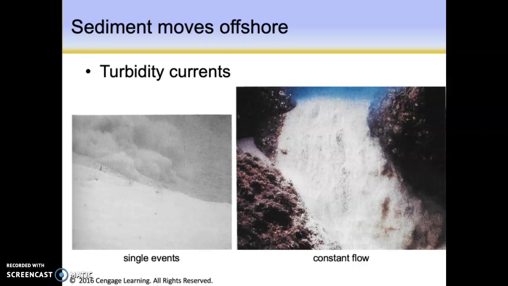And here we bring turbidity currents back again. This is muddy water that is more dense than the surrounding clean water, and it allows sediment to move offshore and basically be taken out of the system.